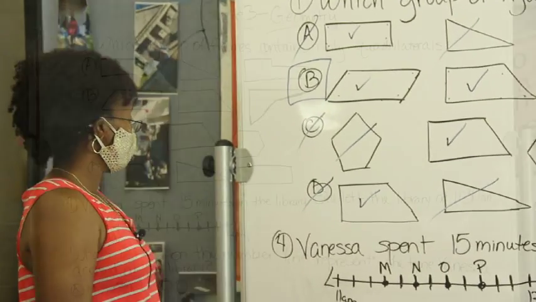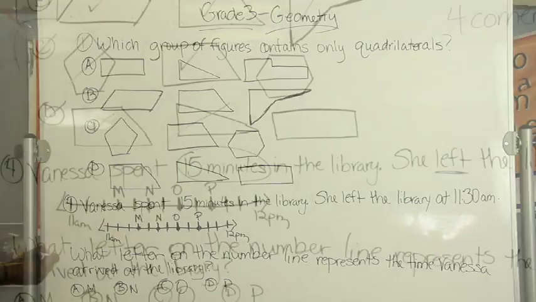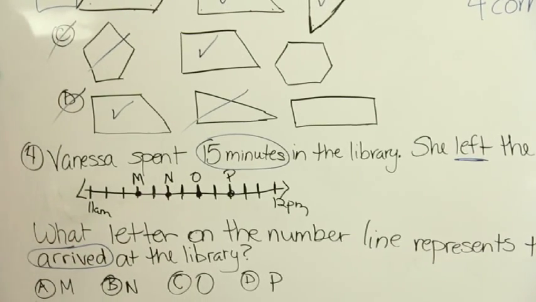Let's move on to question 4. Vanessa spent 15 minutes in the library. I'm just going to circle that. She left the library at 11:30 a.m. Let's read the question. What letter on the number line represents the time Vanessa arrived at the library? So we want to know when she arrived.